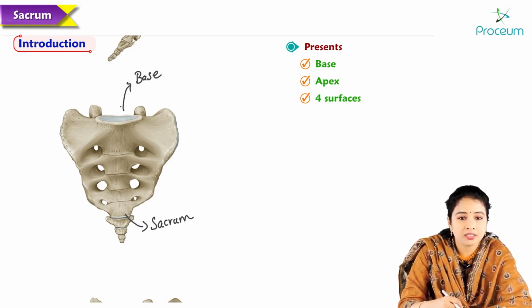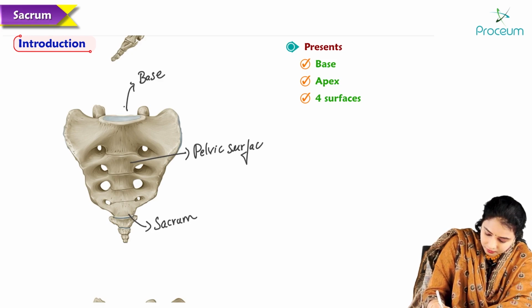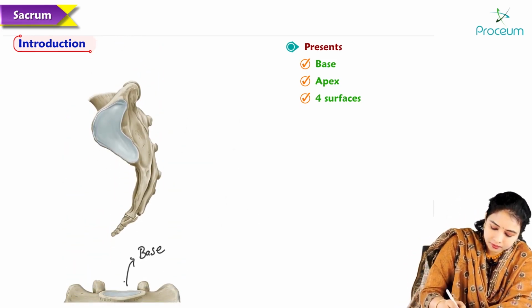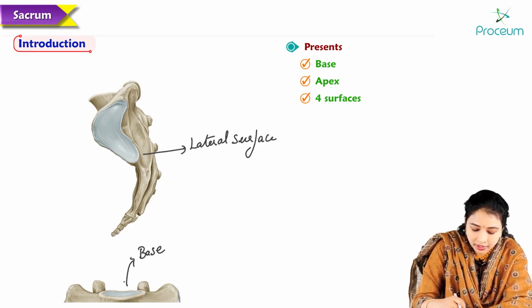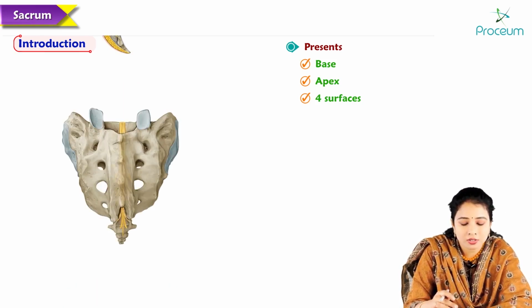What we are seeing is the smooth pelvic surface, and 2 lateral surfaces. This is the lateral view of the sacrum showing the lateral surface, right and left, and a dorsal surface.